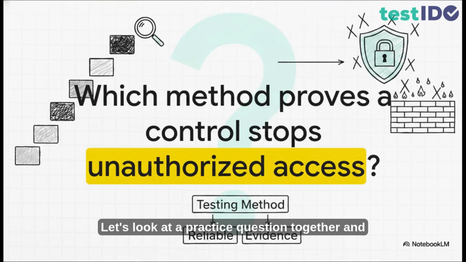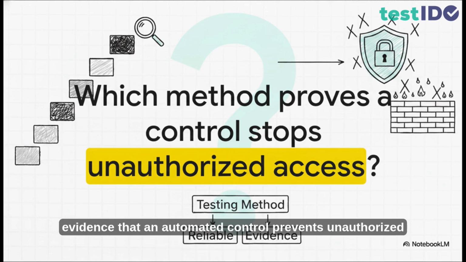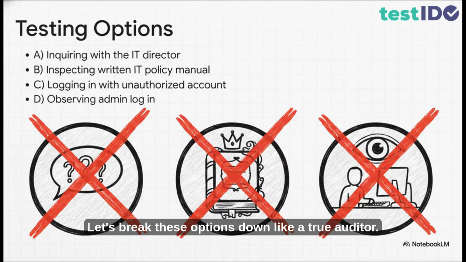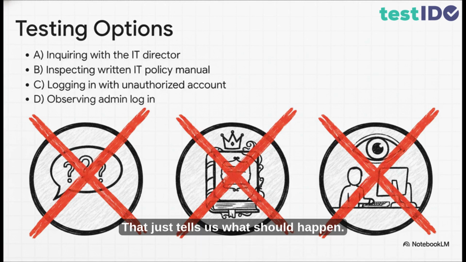Let's look at a practice question together and evaluate our options using our evidence escalator. The question asks, which testing method provides the most reliable and persuasive evidence that an automated control prevents unauthorized users from altering the company's master vendor file? Let's break these options down like a true auditor. Option A, inquiring with the IT director. Well, that gives us verbal confirmation, but absolutely no proof. We know that's weak. Option B, inspecting the written IT policy manual. That just tells us what should happen. It's that paper fairy tale all over again.